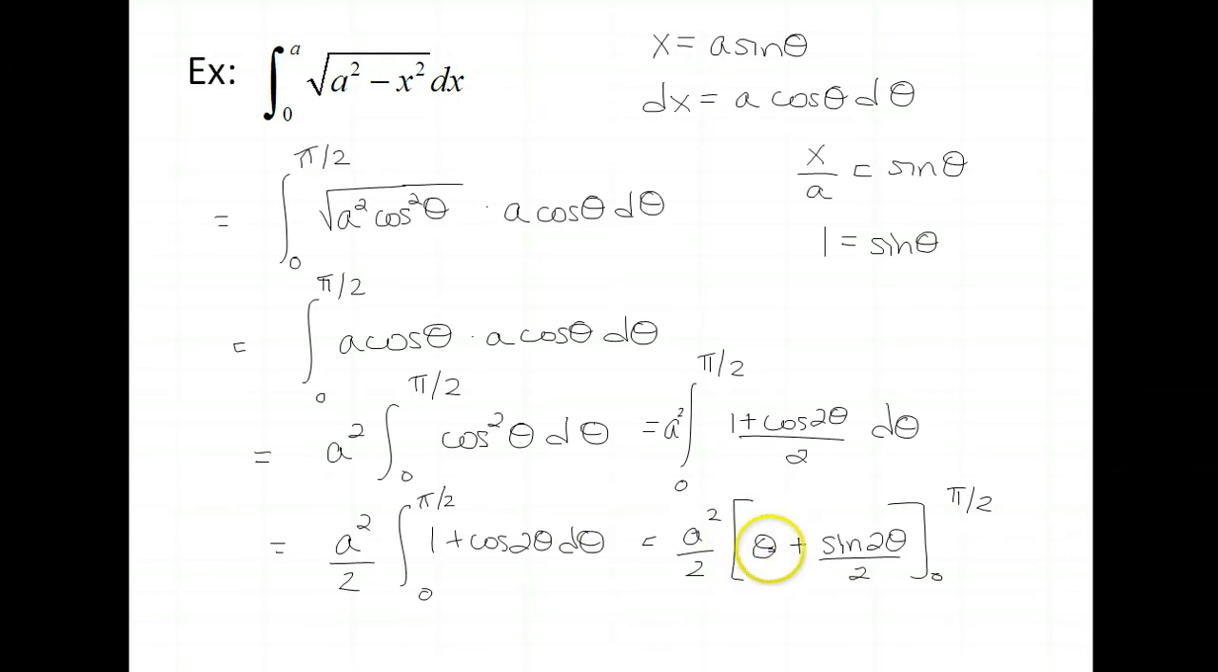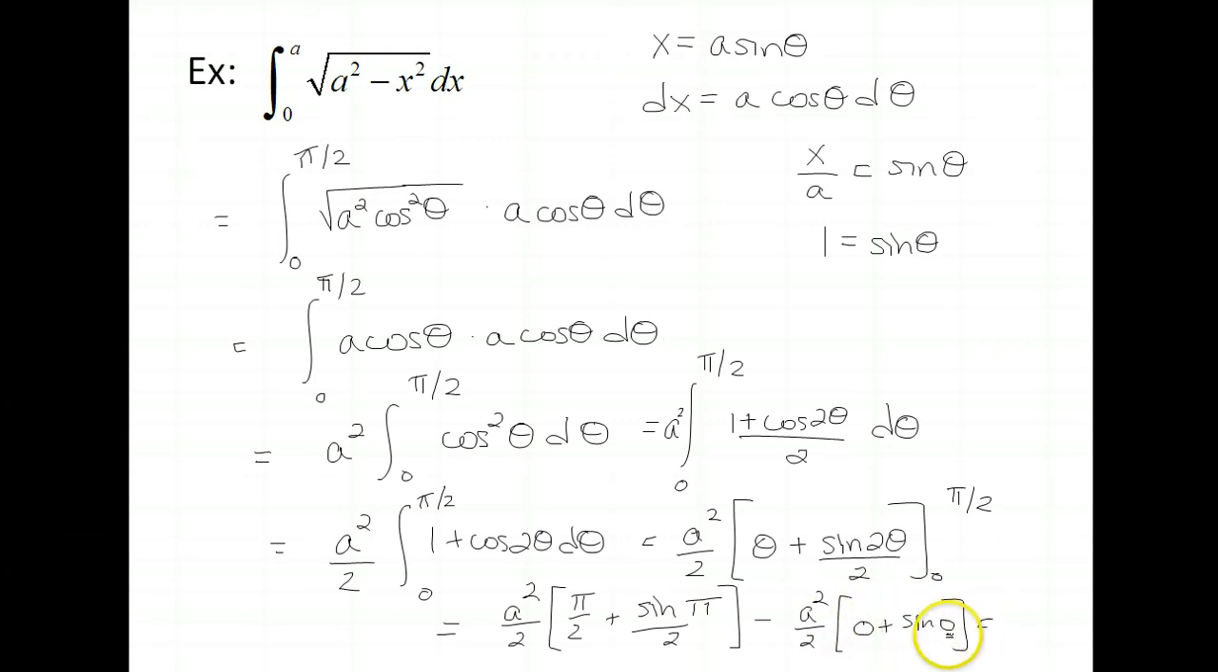So let's see. We changed the angles already, so we should be able to just go ahead and plug stuff in using the fundamental theorem of calculus, because this is all in terms of theta, correct? Okay, so we've got a squared over 2 times pi over 2 plus sine, now I'm going to plug a pi over 2 in here, right? So when I plug pi over 2 in here, it's 2 times pi over 2, which is pi, all over 2. And then we have to do what? Minus a squared over 2, and then I plug in 0. 0 plus sine of 0. And things should simplify nicely here for us.